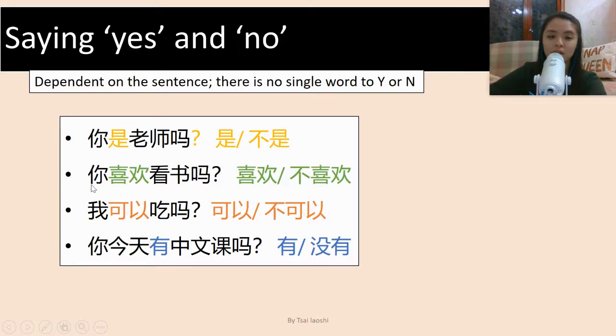Okay? So, if you say 你喜欢看书吗? 你喜欢看书吗? The positive form will be 喜欢 and the negative will be 不喜欢. Alright? Now, 我可以吃吗? Can I eat? If you want to say you can, you say 可以. If you want to say you cannot, you say 不可以. Okay? 你今天有中文课吗? Do you have Chinese class today? If you want to say I have, you would just say 有. If you want to say I don't have, you say 没有. Alright, simple as that.